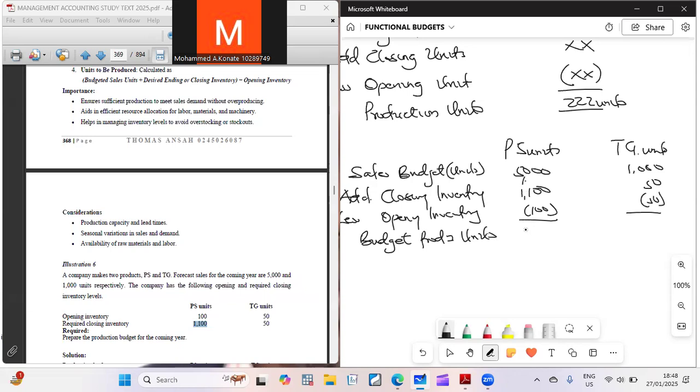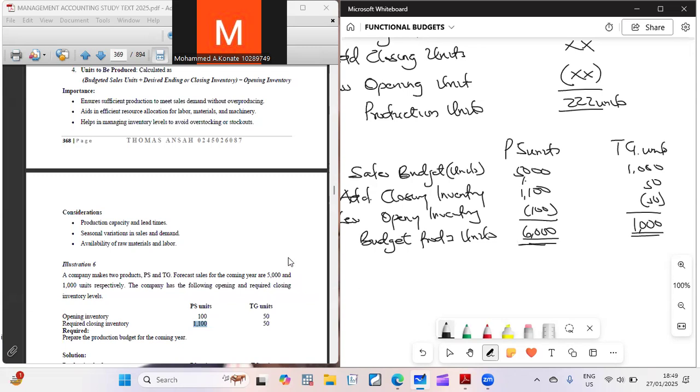We will have 6,000. Is that not it? 6,000 units, and this one will still be 1,000 units. I hope it is not difficult. Is it difficult? No. Yeah.